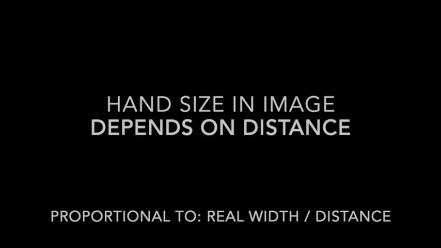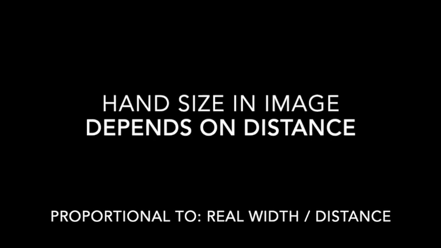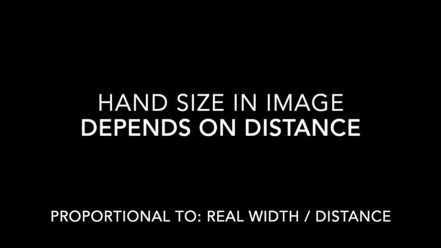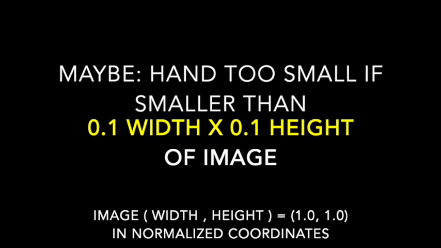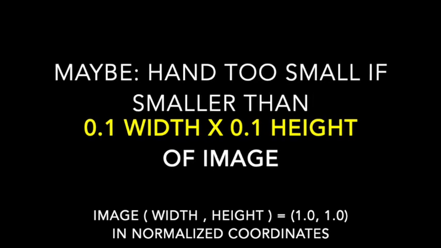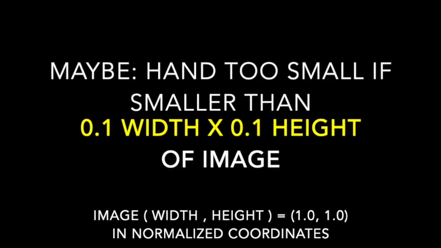For hand detection, you'll want to filter out hands that are too small or too large. The hand size in the image depends on the distance from the camera to the hand and also the size of the hand itself. But if you filter out hands that are too small, that's going to improve the robustness of hand detection in a variety of scenarios.